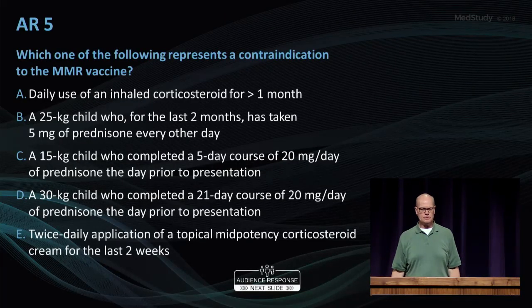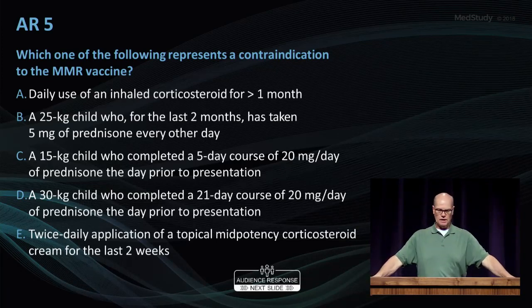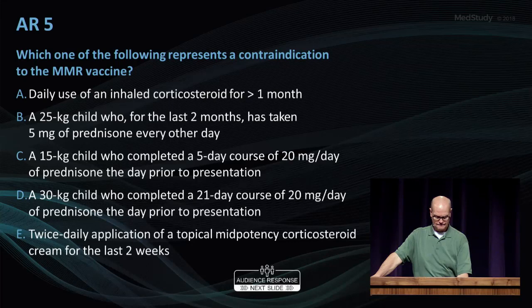Which one of the following represents a contraindication to the MMR vaccine? This could also be a contraindication to the varicella vaccine. And this centers around how much is too much when it comes to steroids. Someone who's using an inhaled corticosteroid, a child who's taking low dose every other day prednisone, a child who's completed a 5-day course of prednisone, a child who's completed a 21-day course of prednisone, or someone who's on a topical mid-potency corticosteroid for, let's say, eczema.